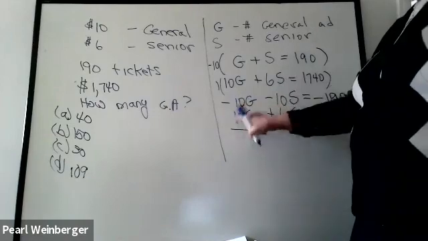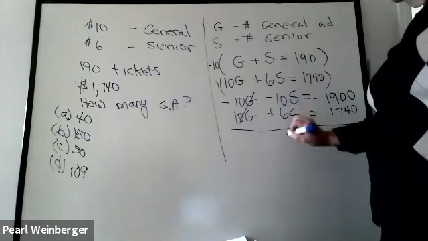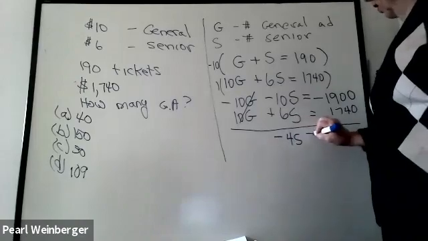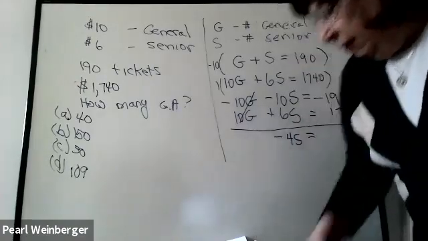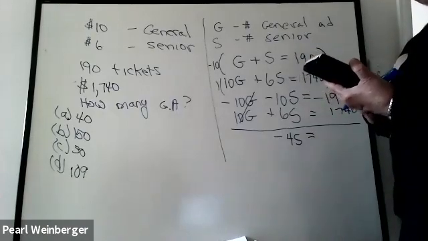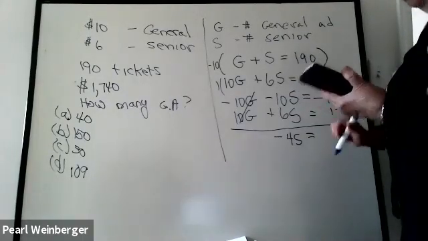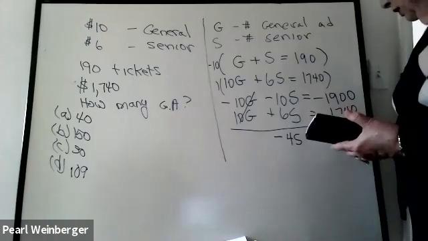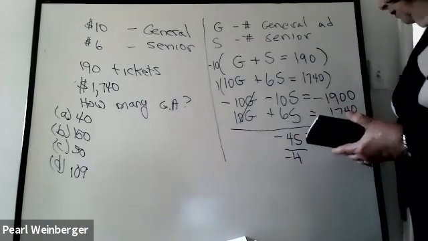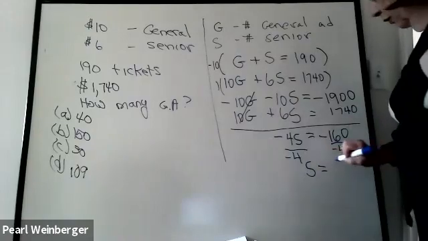So here the 10G and the negative 10G cancel out. Negative 10S plus 6S is negative 4S. And on the right, I'm going to take my calculator. Negative 1900 plus 1740 gives me negative 160. And if I divide by negative 4, I get that S equals 40.